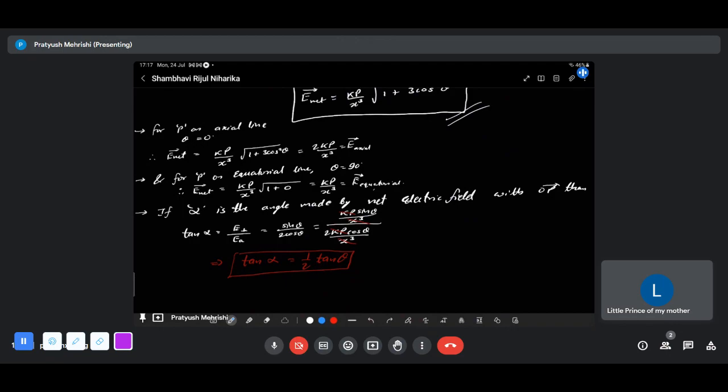Now if alpha is the angle made by the net electric field with the OP vector, then what will be tan alpha? Tan alpha will be equal to the perpendicular component divided by the axial component. So sine theta divided by 2 cos theta. What you will get is tan alpha equals 1 by 2 tan theta. Alpha is the angle made by the final electric field. Okay, got it?